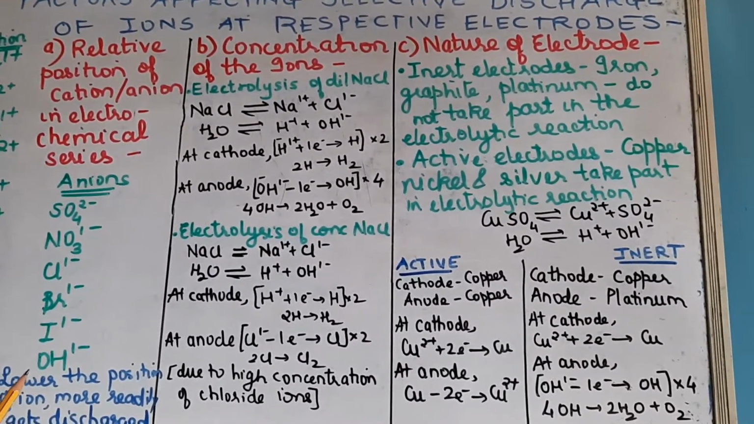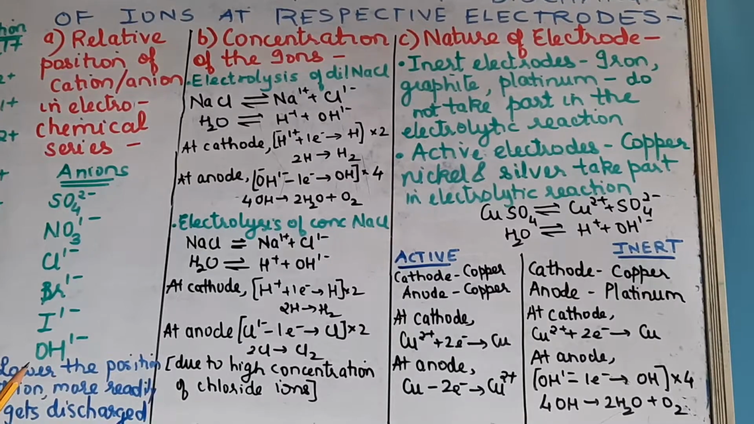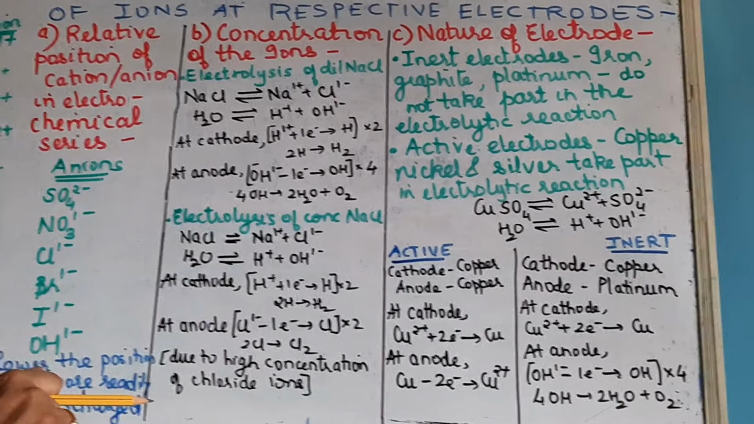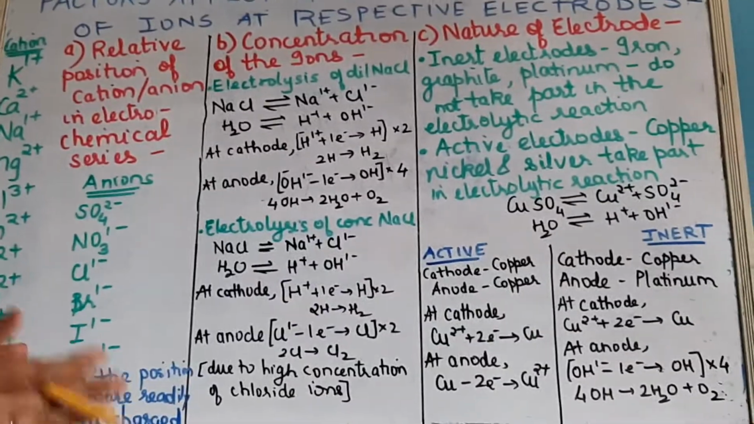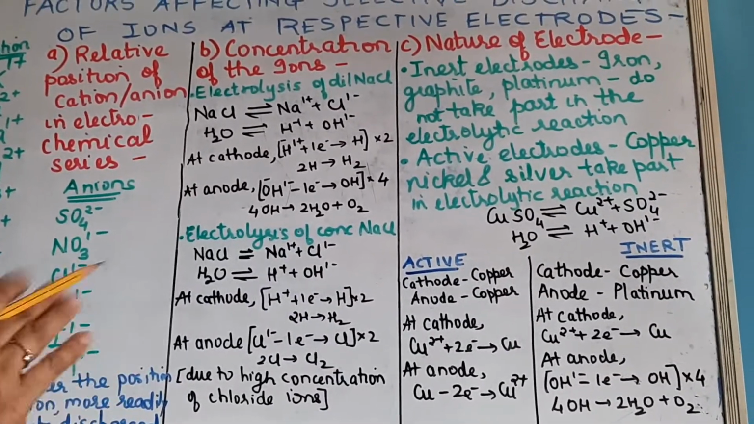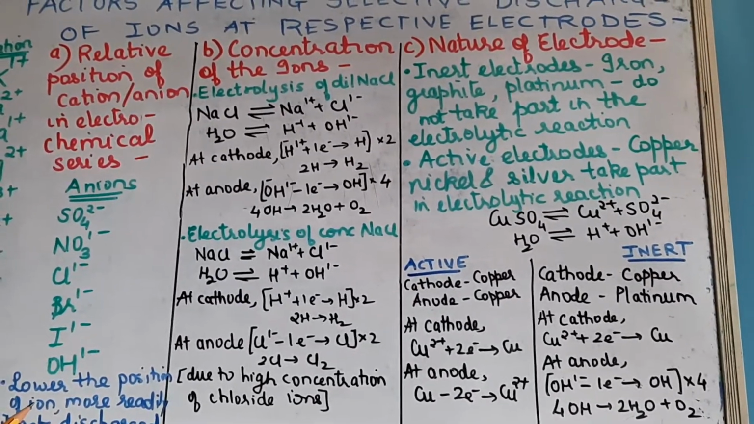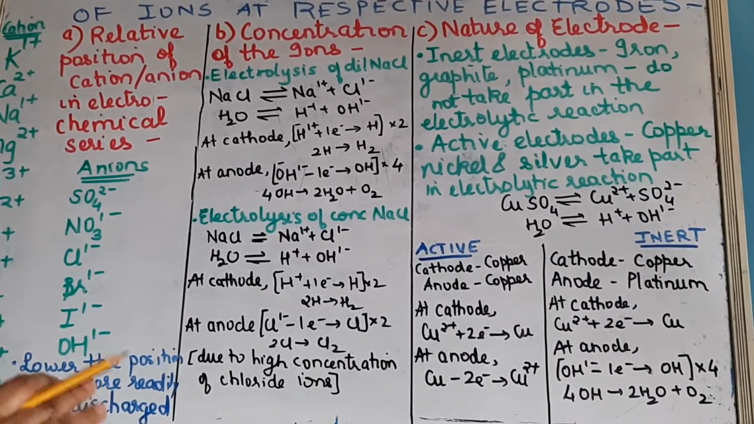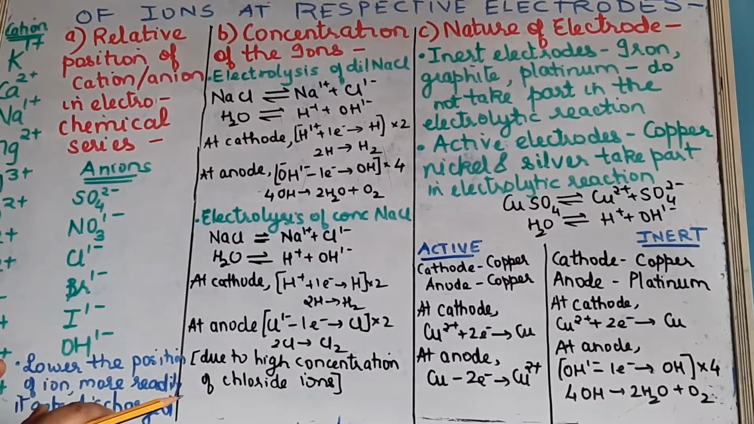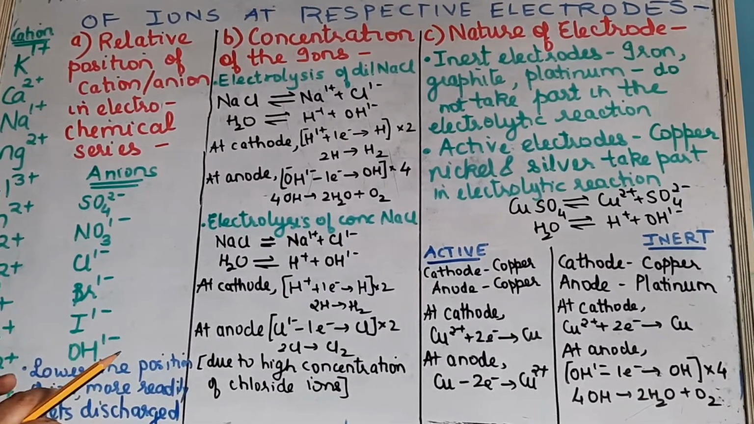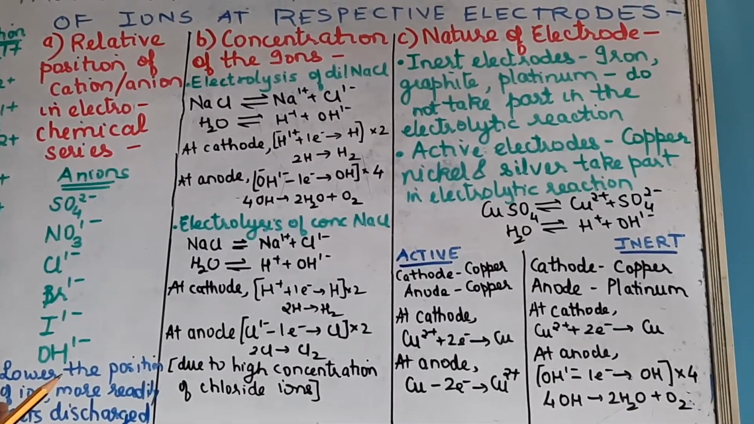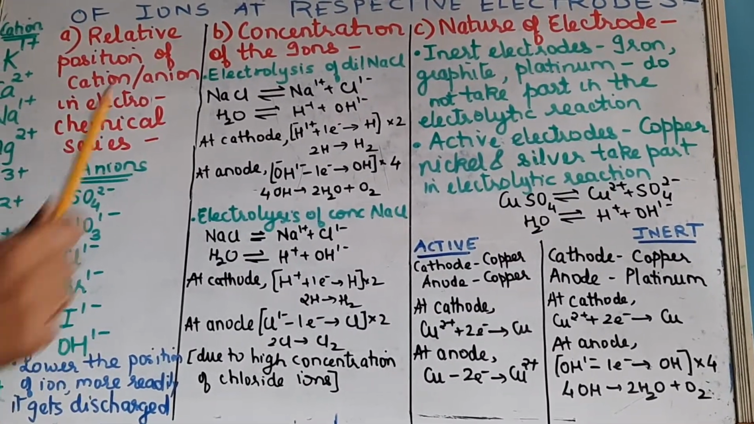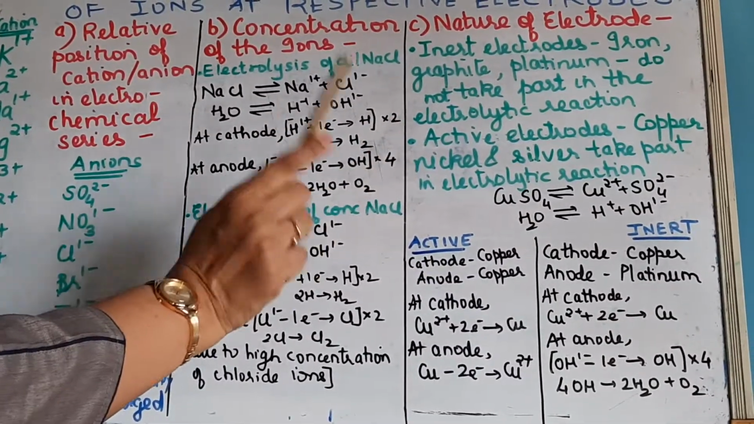And what are the examples of inert electrodes? Iron, graphite and platinum. Okay, they are inert. How they don't take part in the reaction, I will explain shortly. And active electrodes, as the name indicates, are actively involved in all the activities. So active electrode means taking part in the electrolytic reaction. So active electrodes will be copper, nickel, silver, etc. Any metal like copper, nickel, silver, etc., they are all active electrodes. But iron, graphite and platinum, though they are metals, they are inert. Okay, they are inert electrodes. So examples of inert electrodes and examples of active electrodes are important.